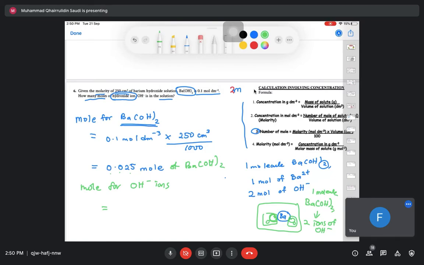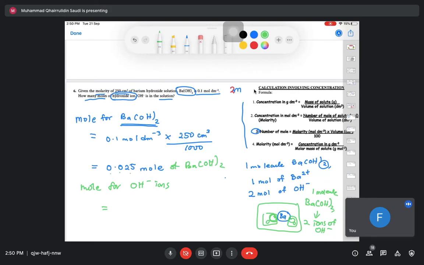Divide. Why divide? Divide with what? Minus. Kenapa minus? Okay, macam ni. Satu bungkus nasi lemak barium hydroxide ada 1 biji telur barium dengan 2 ketul timun hydroxide ions. Jadi kalau awak ada 0.025 paket nasi lemak, berapa banyak timun?